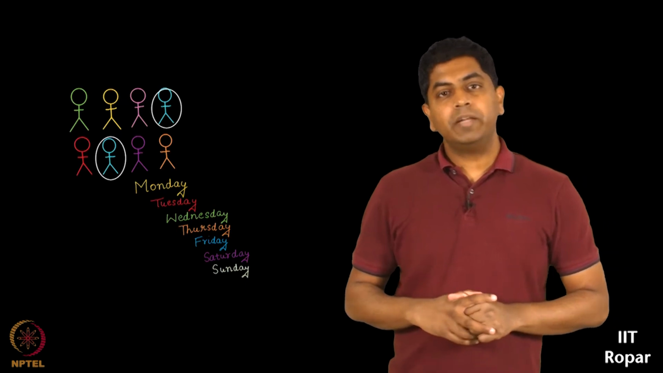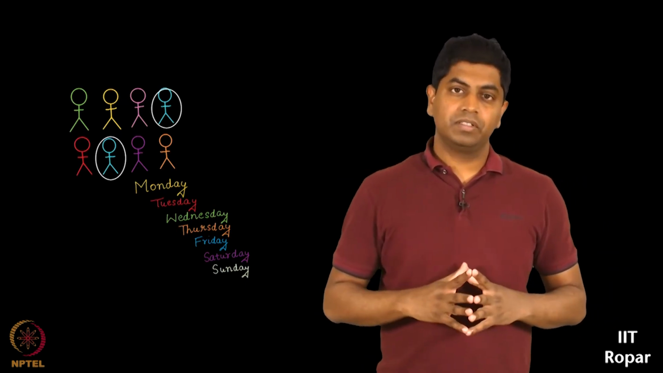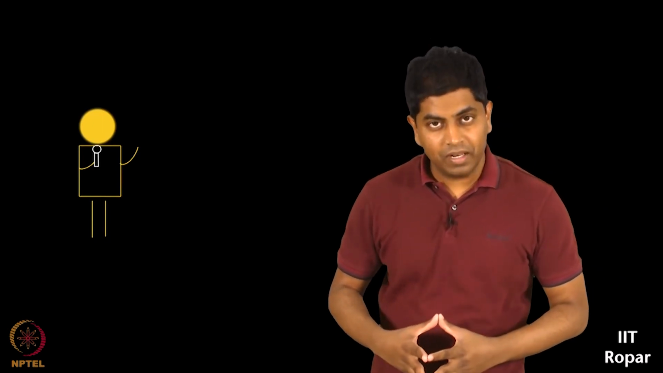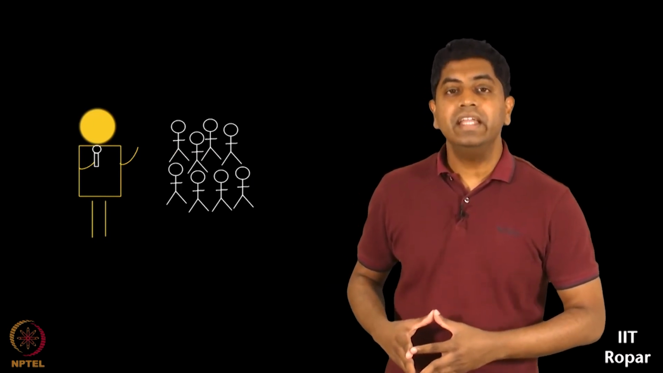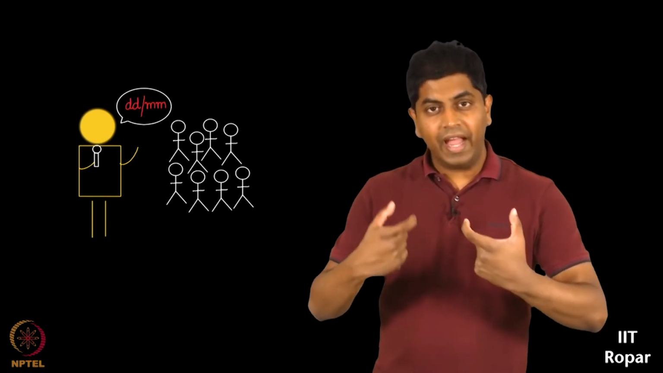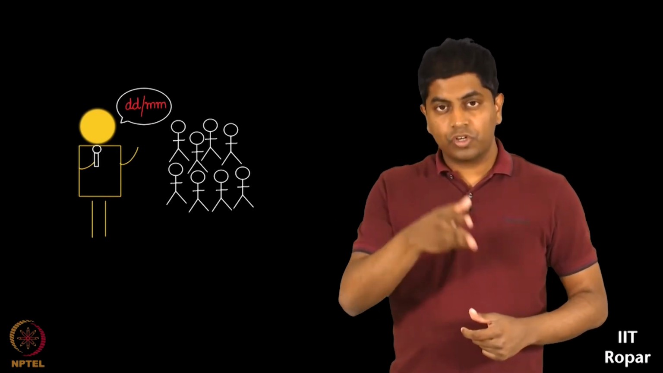Now, let me do some other experiment. Let me go on the roads and ask people randomly their DDMM. By this I mean their day of birth and month of birth, DD stroke MM.